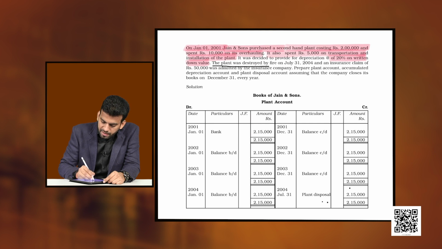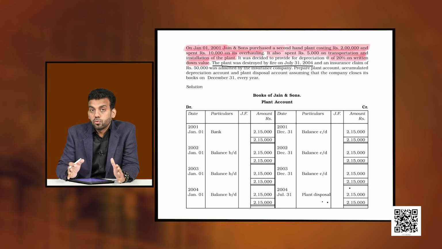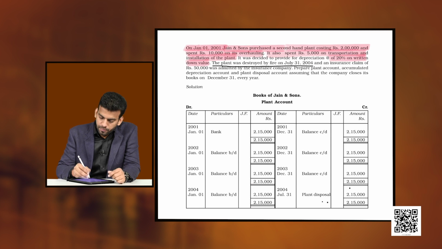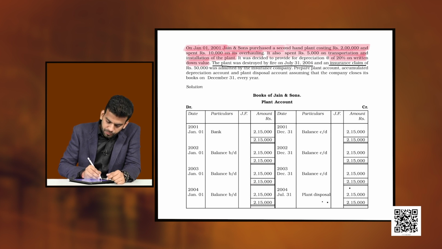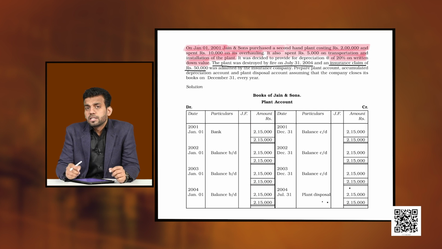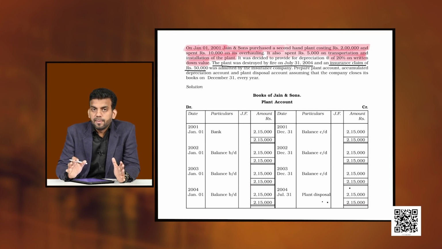As you saw, that machine is purchased on 1st January 2001, and now the question says the plant was destroyed by fire on 31st July 2004. The plant was destroyed on 31st July 2004. That means after 2001, 2, 3 and 6 months of 2004 as well. After 3.5 years, the machine met with an accident, and the insurance company gave you rupees 50,000 as the insurance claim.